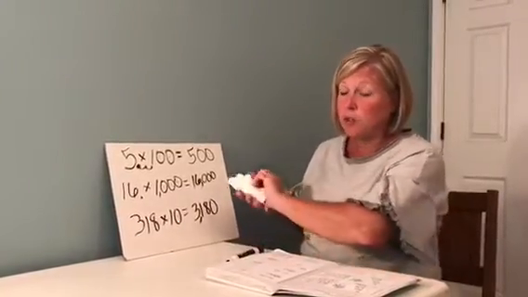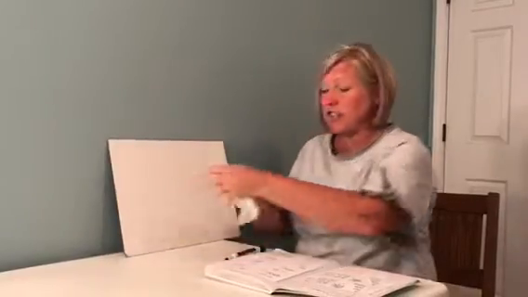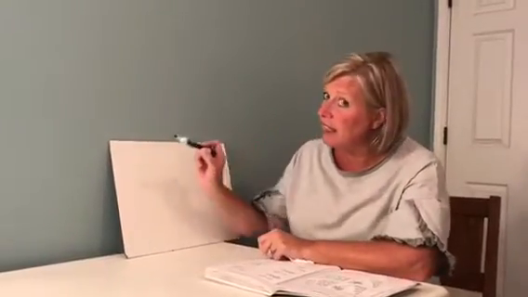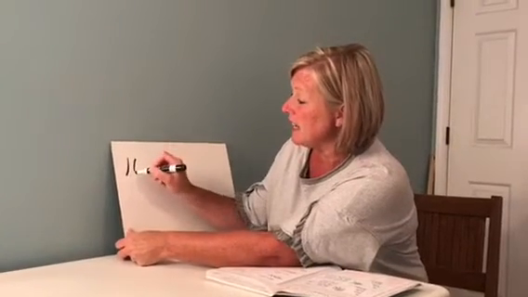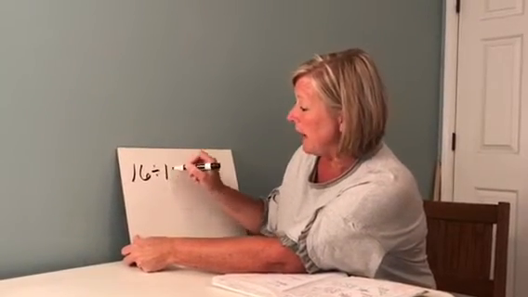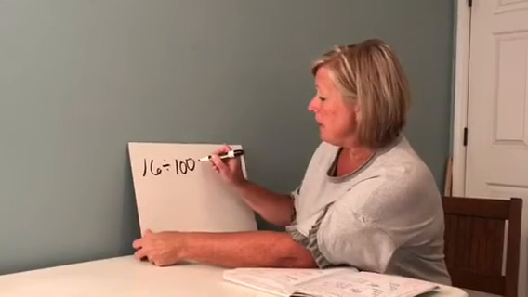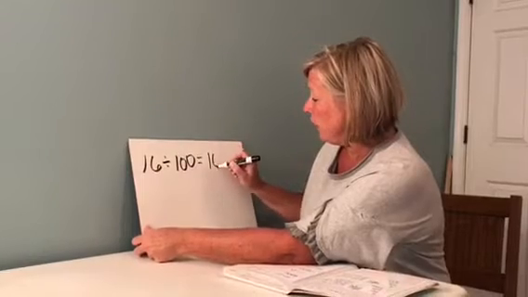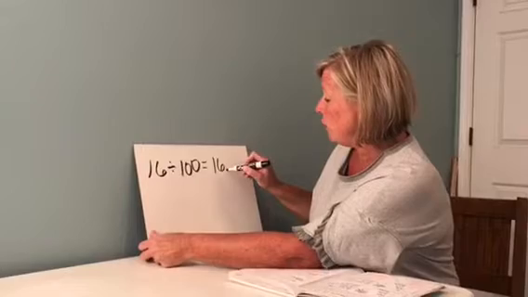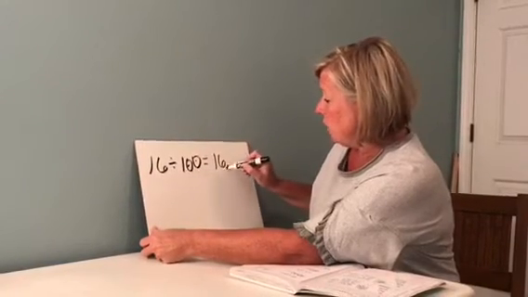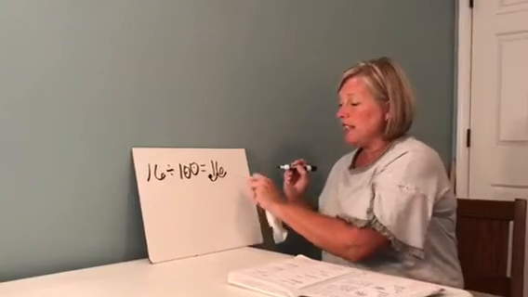Now let me show you what happens when you divide with powers of 10. When you divide, your decimal is going to go to the left, like we just said. So if you have 16 and you're going to divide by 100, divide means go to the left. That means you take your decimal. Where's your decimal right now? It's after the 6, and you're going to move it 2 places. 1, 2. And your answer is 0.16.